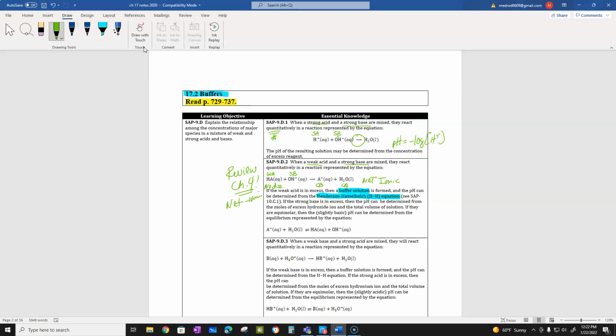So if they're equal, then you'll have a slightly basic pH because of that strong base. Remember, we just did this in chapter 16. When you have a salt that came from a weak acid and a strong base, that strong base is dominating. So my pH better be greater than 7. Slightly basic, so the pH can be determined from that equilibrium, and basically we'd be using ICE charts.